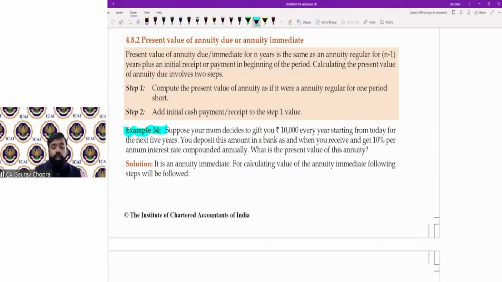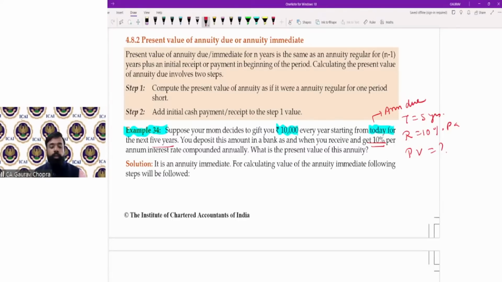Suppose you get a gift of rupees 10,000 every year starting from today. Since it is from today, आज से शुरू हो रहा है, that means it is annuity due. For the next 5 years, so your tenure is 5 years. And you deposit this amount in a bank, and the rate is 10% per annum. Then find out the present value.